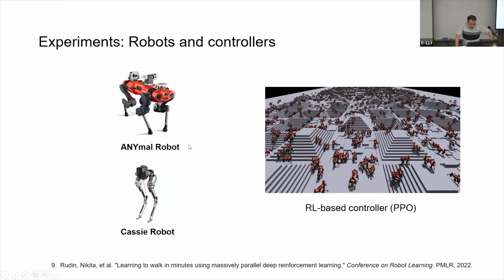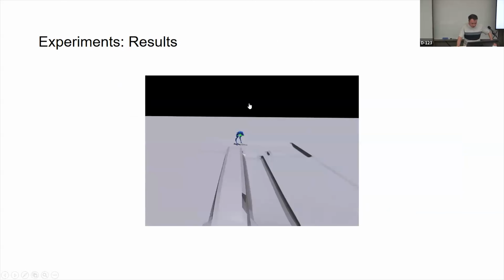So I performed some experiments. I used the quadruped animal robot and the bipedal Cassie robot. And for the controllers for those robots, I used the method presented in this paper, where the controllers are learned using reinforcement learning by teaching the robots to walk on some handcrafted terrains, such as slopes, stairs, or random noise. And then I ran my framework for each robot.